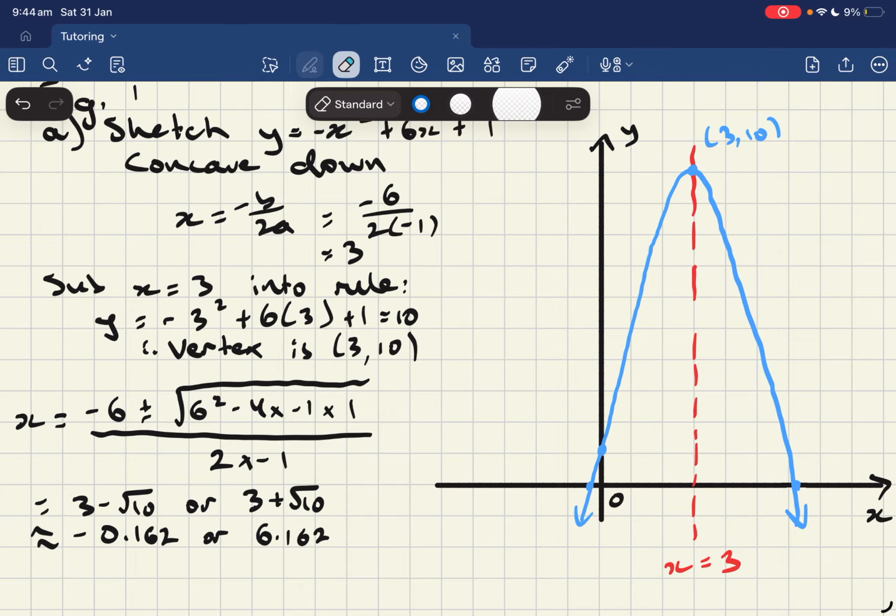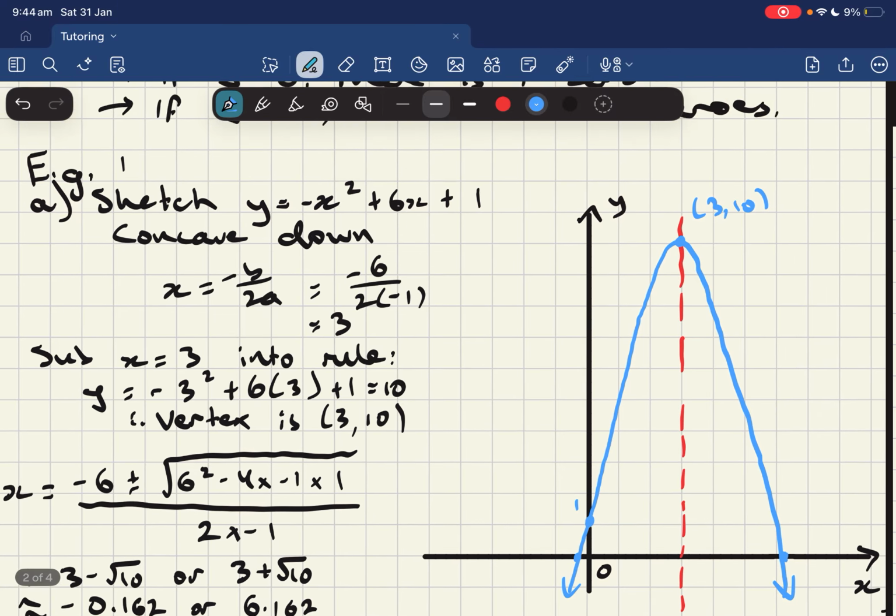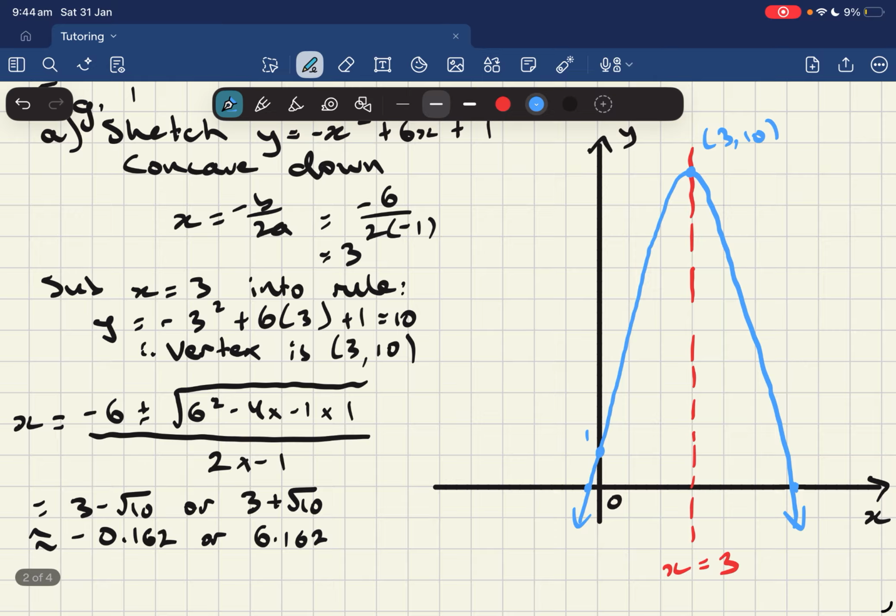We have the y-intercept, so we can label that in. That's our y-intercept, yep, that's 1. And our x-intercepts, when you're labeling them in, it's good practice just to write them in exact form. So 3 minus root 10, 3 plus root 10. And here we have our graph.